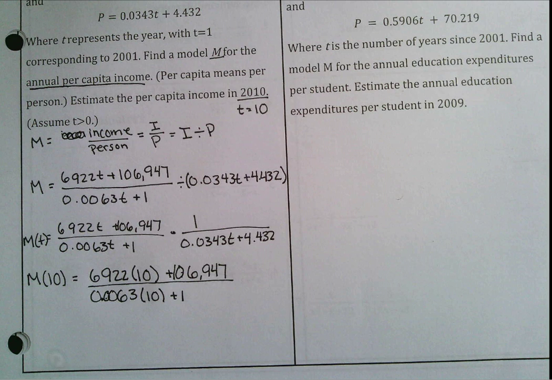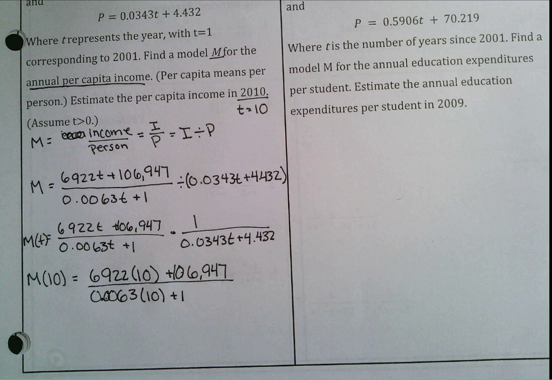So here I need to do my reciprocal. So once again, we're just copying this down, 6922t plus 106,947 divided by 0.0063t plus 1. Now this is times 1 over 0.0343t plus 4.432. So with this one, I'm going to just leave it here. If you really wanted to, you could multiply this all the way out. But I'm going to say, this is my model function in terms of t.